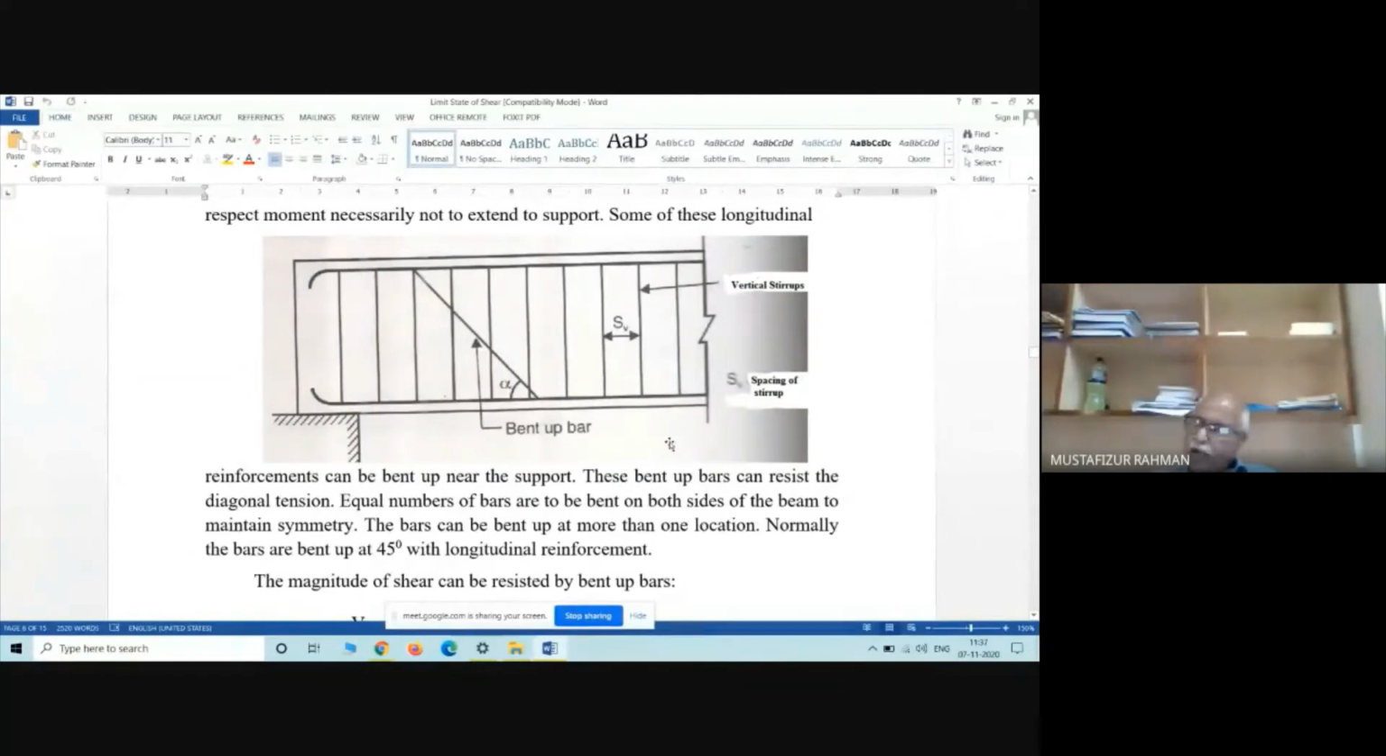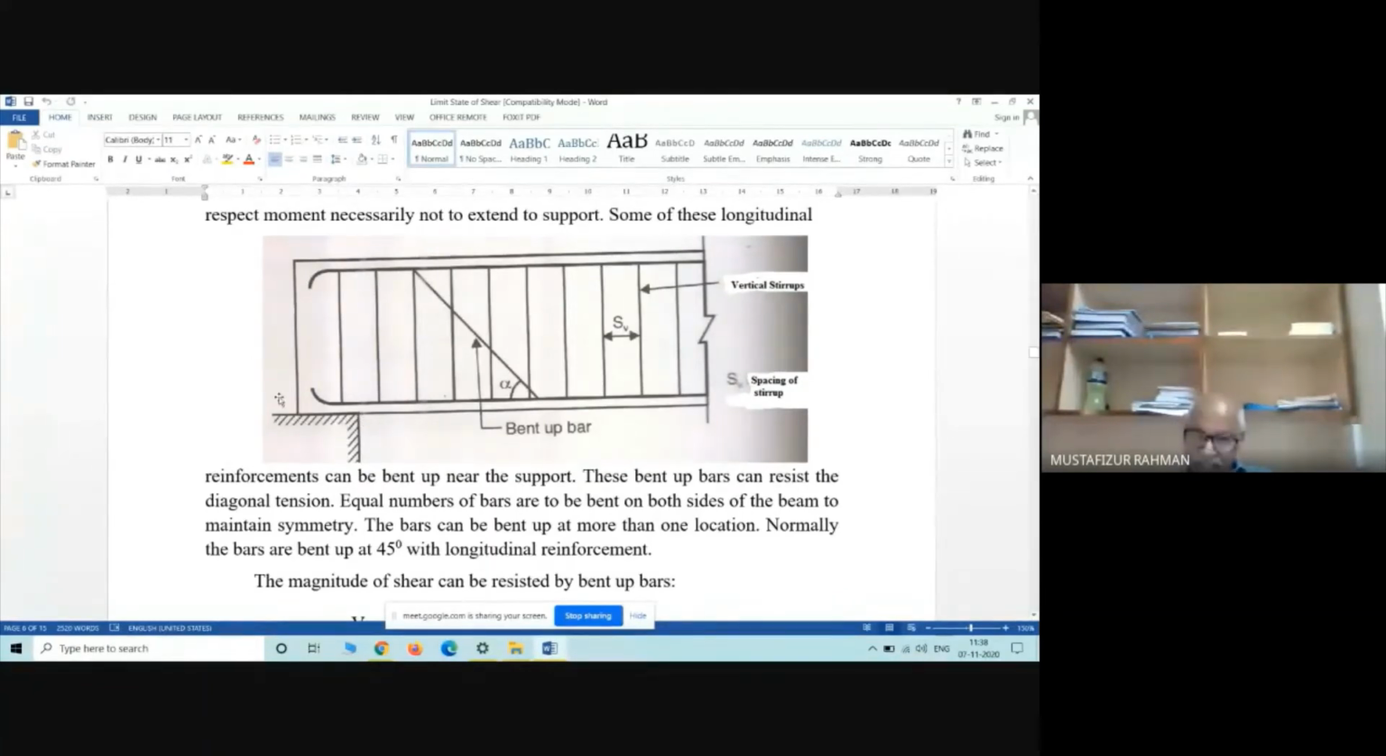Okay. Then, why do we require stirrups? Before that, we have to raise a question: whether the concrete has its own capability to resist the shear. That first question will be placed. Then, whatever main reinforcement we have provided as tension reinforcement, or some amount of reinforcement we are keeping near the support, whether those reinforcements give any influence for resisting the shear.